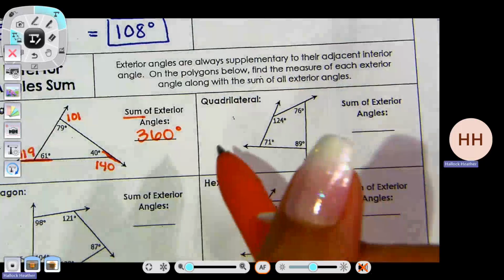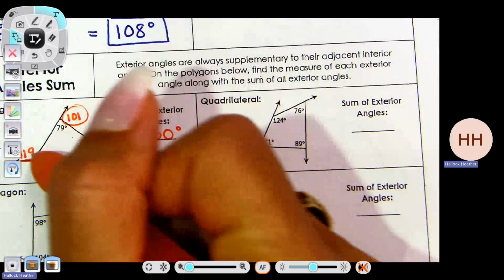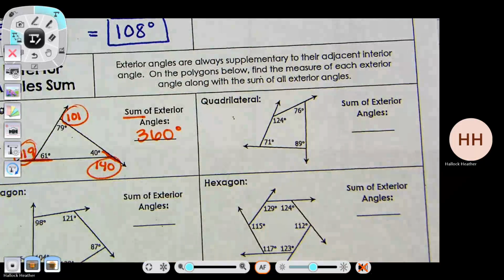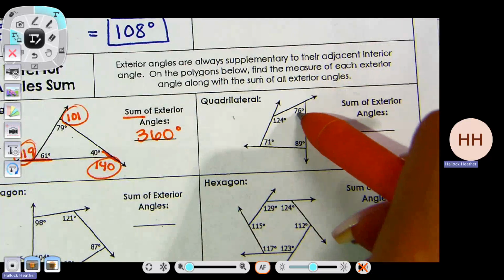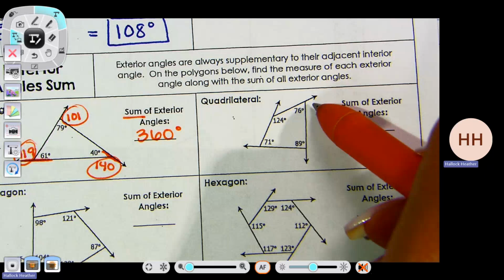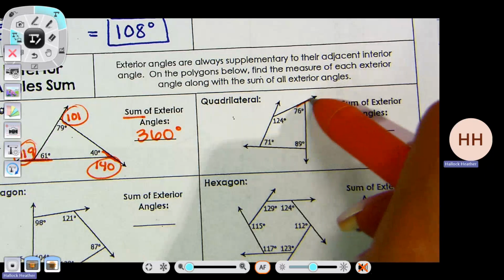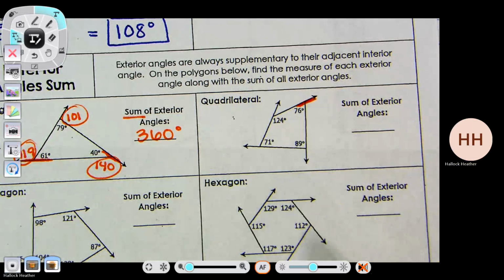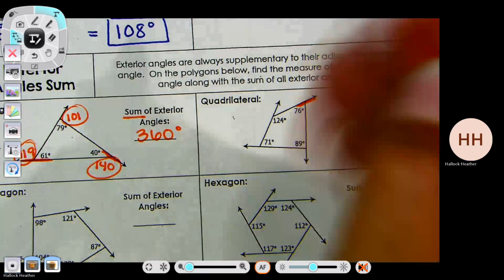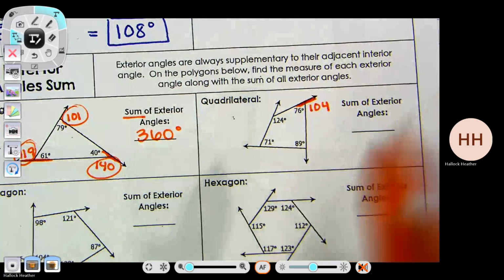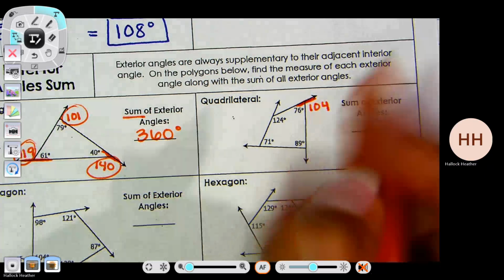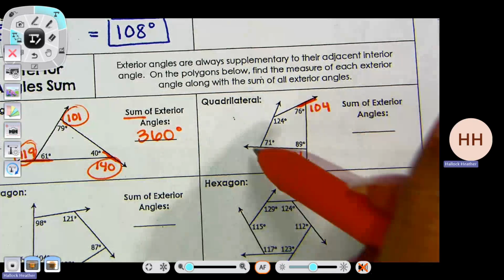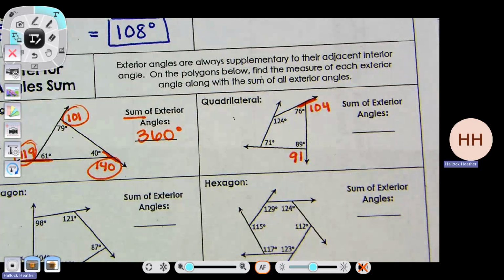You're just adding them up. So I add 101, 119. Same thing. We're going to add to make 180. So 76 plus something needs to make 180 because it's a straight line. So what do I get? 104. If this one's 89, what's next to 89 to make 180? 91. Take a second, figure out the last two. You're just subtracting from 180.